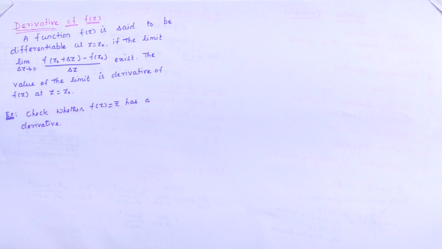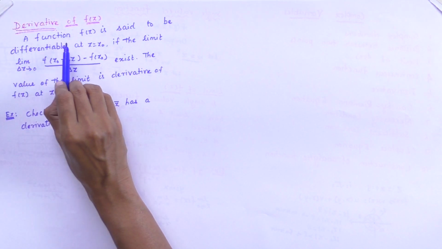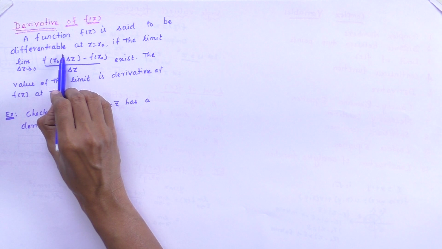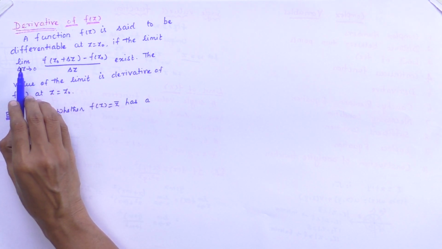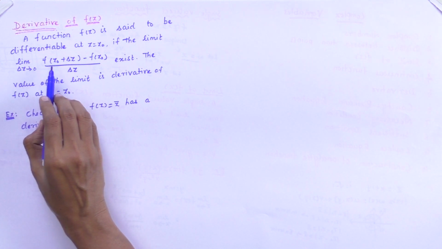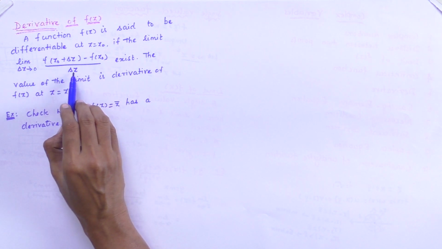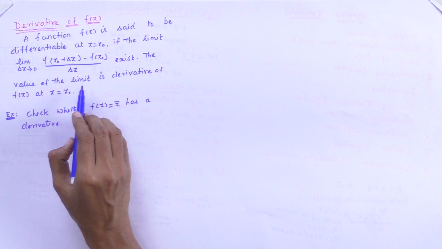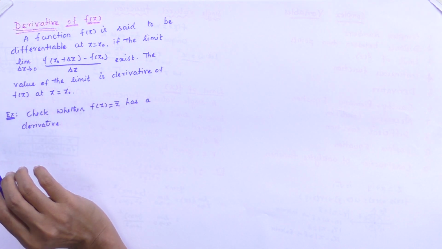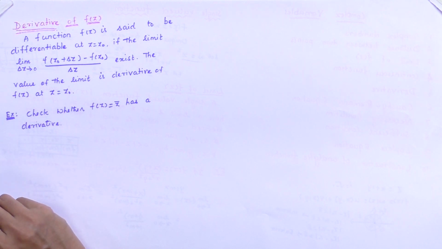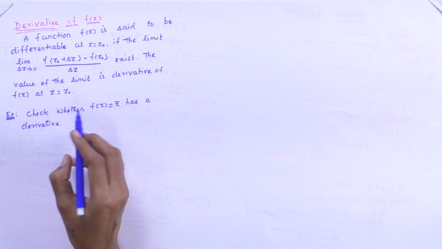The next definition is the derivative of f of z. A function f of z is said to be differentiable at z equal to z0 if the limit as delta z tends to 0 of f of z0 plus delta z minus f of z0, upon delta z, exists. The value of the limit is the derivative of f of z at z equal to z0. So let us consider one example. Check whether f of z equal to z bar has a derivative.